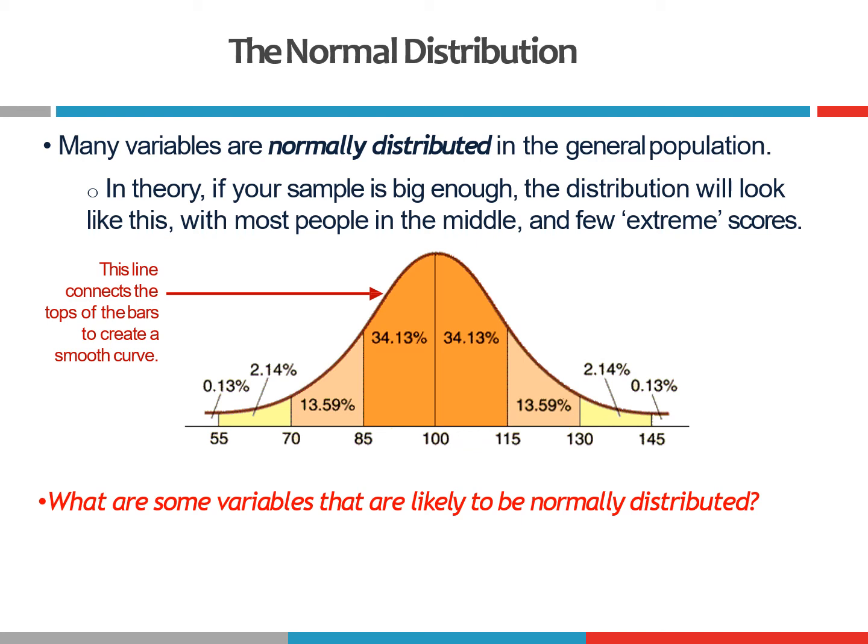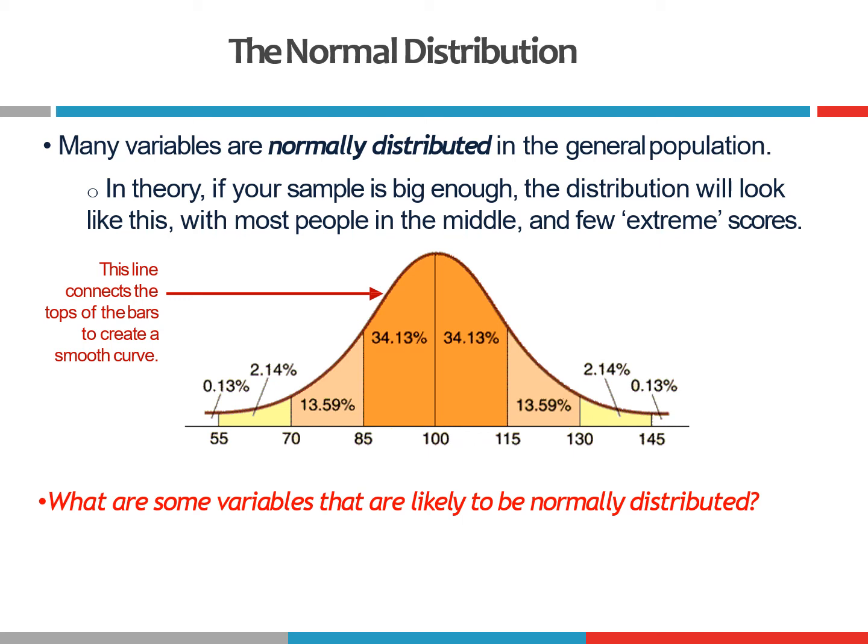One of the most important assumptions that we make in statistics is that the variables that we are analyzing in our sample are normally distributed in the population. So in theory, if your sample is big enough, the distribution will look like this, where most people are clustered in the middle of the distribution, and there are only a few extreme scores.